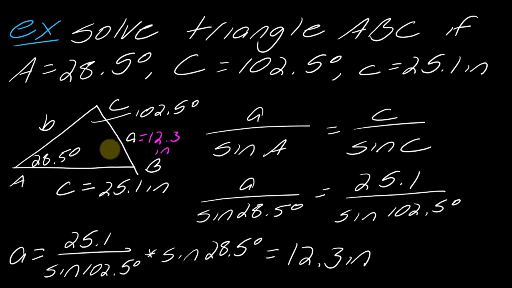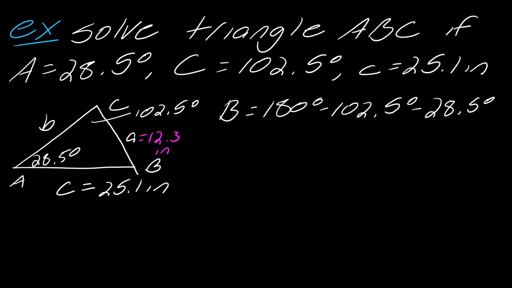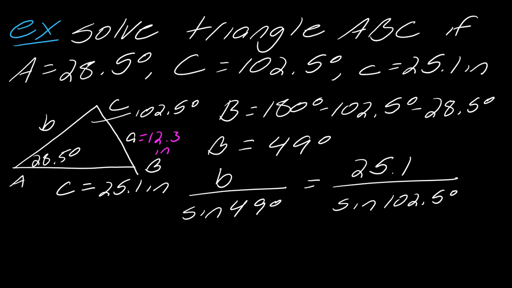So now I have to figure out angle B and then side b. Well, figuring out angle B is pretty easy, right? I can just take 180 minus the other two angle measures, no problem. And if I do that, I get that this is 49 degrees. So then I've got that this angle here is 49 degrees. I don't know this side, but I can leverage the other information in this problem.